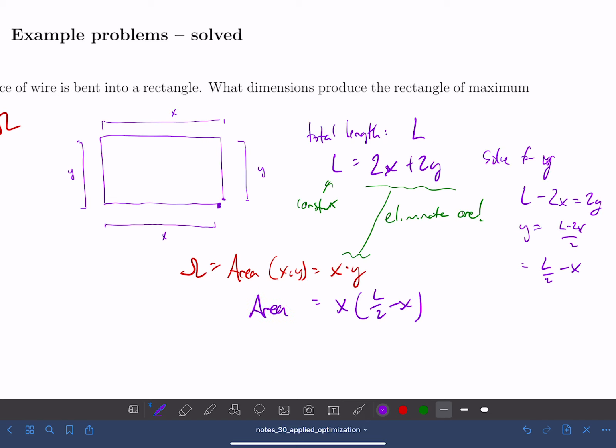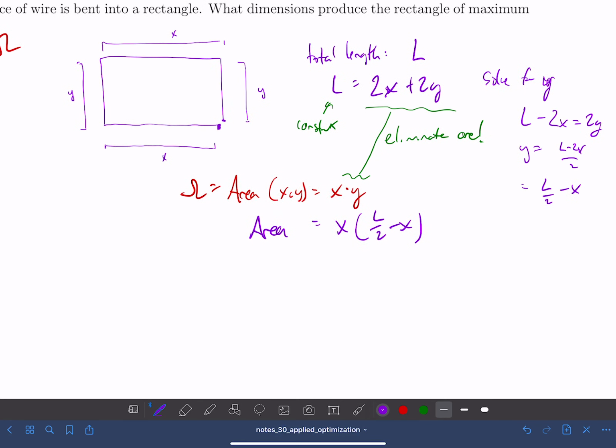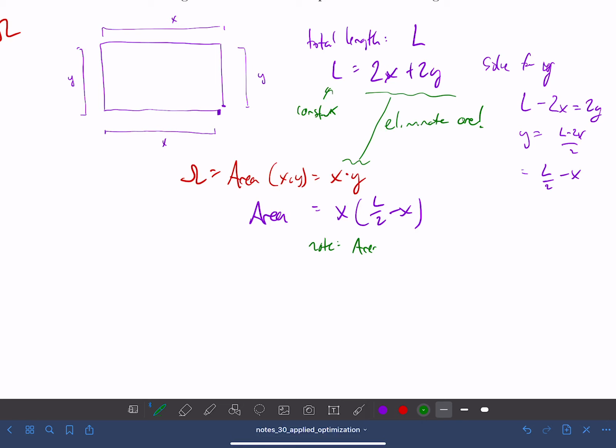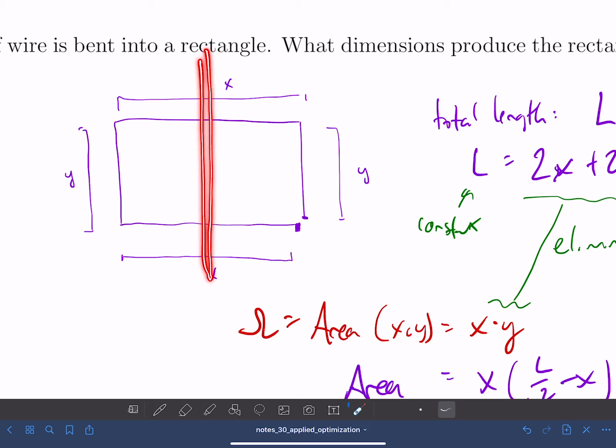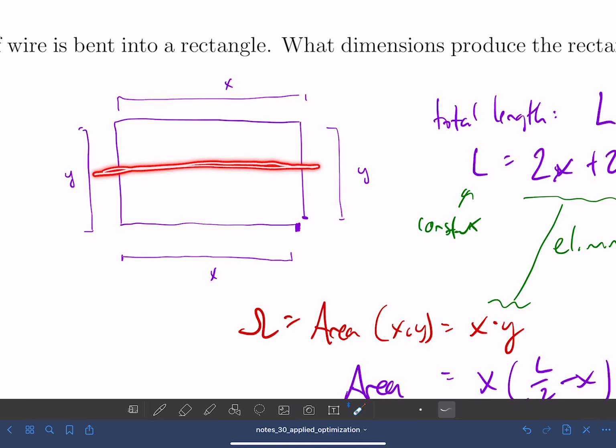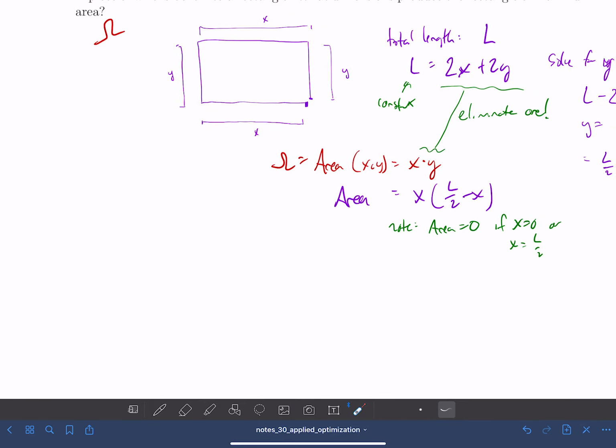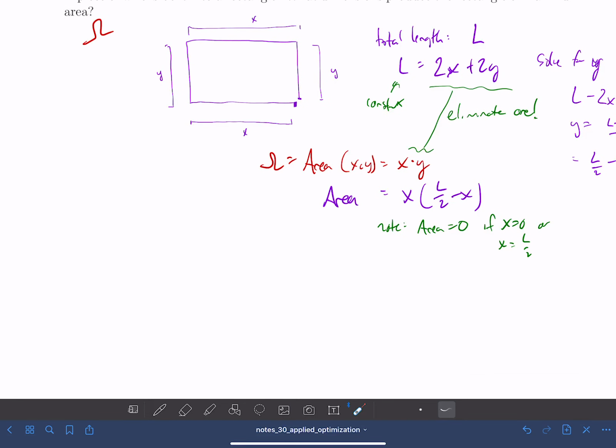Alrighty. Here's a cool note for you. Note: area equals 0 if x equals 0 or if x equals L over 2. X equals 0 would mean that I would have this stupid rectangle, because then x would be 0, which has no area. And otherwise, if x is L over 2, then half of the length is used up in each of those. Y is 0, and my rectangle is this stupid rectangle with no interior. I like doing those sorts of sanity checks.